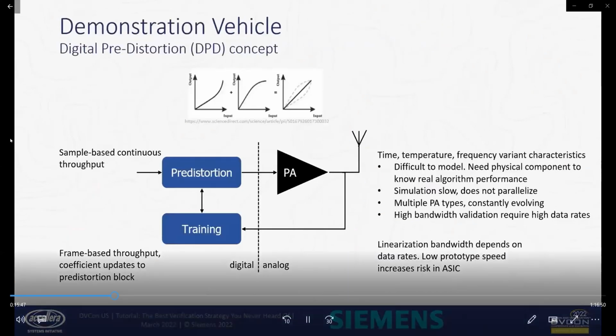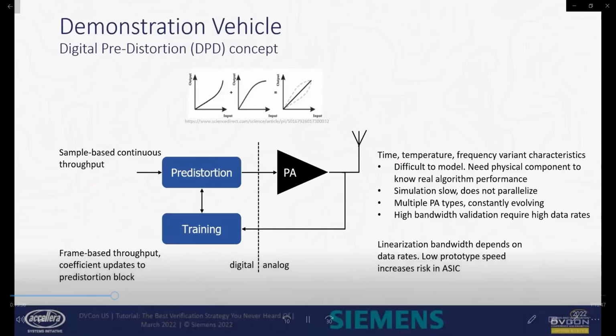As a demonstration vehicle, we will walk through the high-level design and verification of a digital pre-distortion block, a common and important component in communications and wireless markets, such as the 5G segment. The purpose of the DPD block is to compensate for nonlinearity common in power amplifiers. Thus, when the two are used in conjunction, the result is a power-efficient output having a linear response.